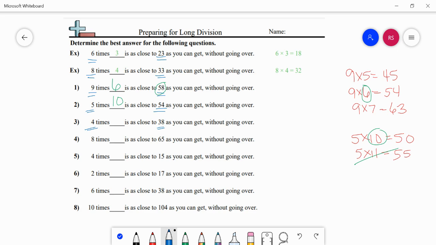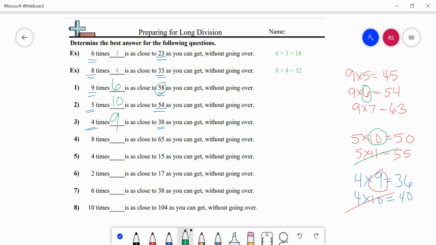4 times 1 is 4, 4 times 2 is 8, 4 times 3 is 12. I'm nowhere close. I've got to keep going, right? 4 times 4 is 16. 4 times 5 is 20, getting closer. 4 times 6 is 24. 4 times 7 is 28. Okay, I'm getting closer. 4 times 8 is 32. 4 times 9 is 36. I'm so close. All right, let's see. 4 times 10 is 40, which is too much, right? So we're going to stick with 4 times 9. 4 times 9 is as close as I could get to 38 without going over.